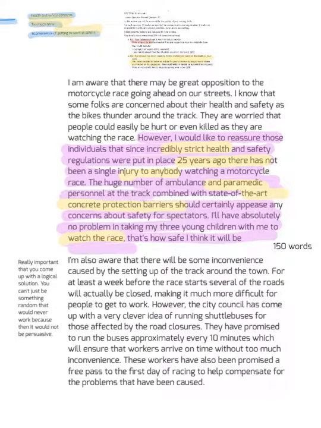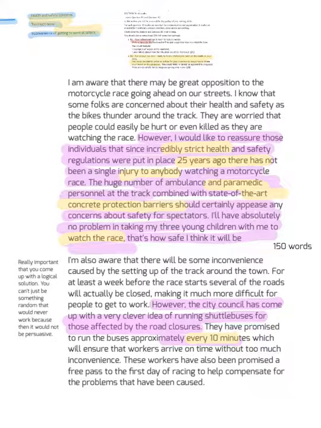So I think I have come up with a good idea here. I'm saying that the City Council is going to run shuttle buses for those affected and that they're going to come every 10 minutes. This is also a persuasive technique, totally assuaging any issues that a commuter might have about running late for work.